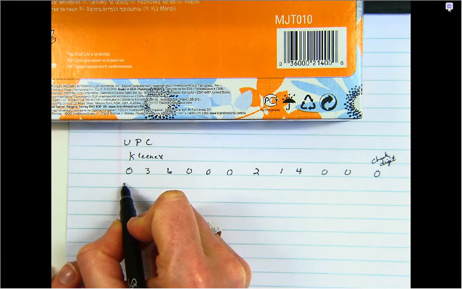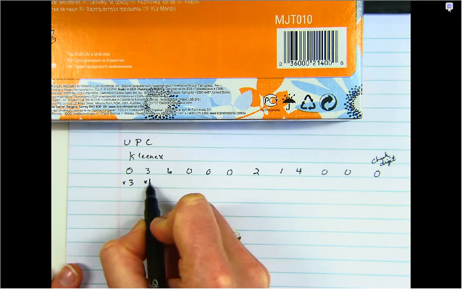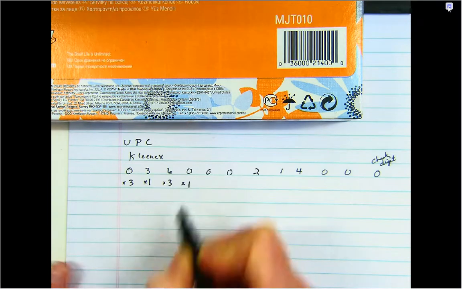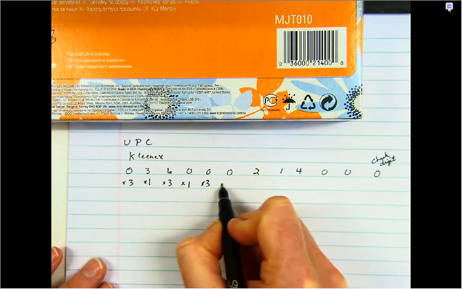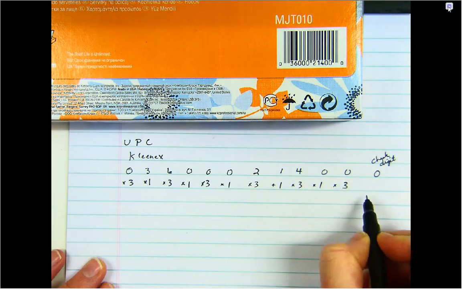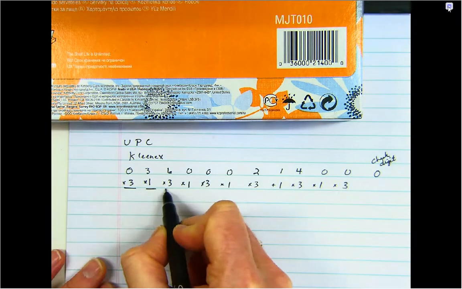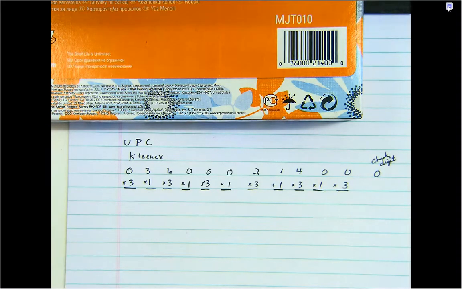What we do is we have this little pattern. We say times 3 for the first digit, times 1 for the next digit, times 3, times 1, and we just repeat that. So hopefully you left enough space for that. We just multiply each of the digits in this pattern: times 3, times 1, times 3, times 1. The last number, the check digit, would be times 1. So you can write that if you want to, but it's not necessary.